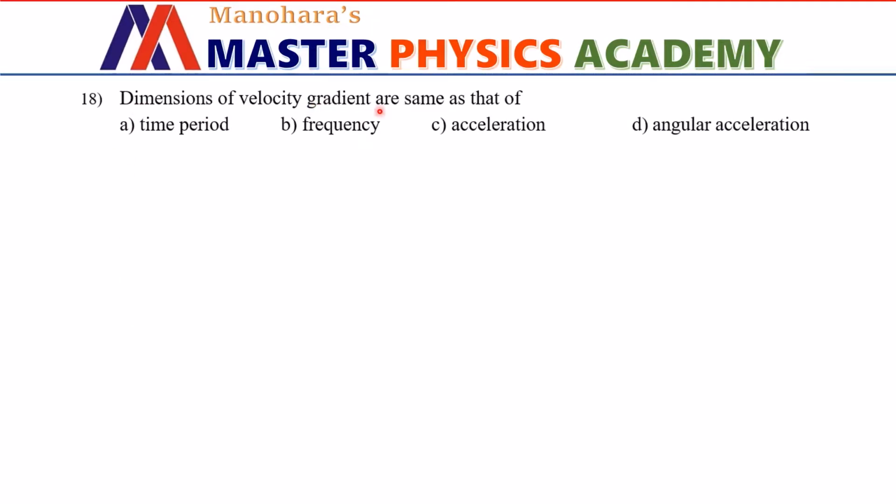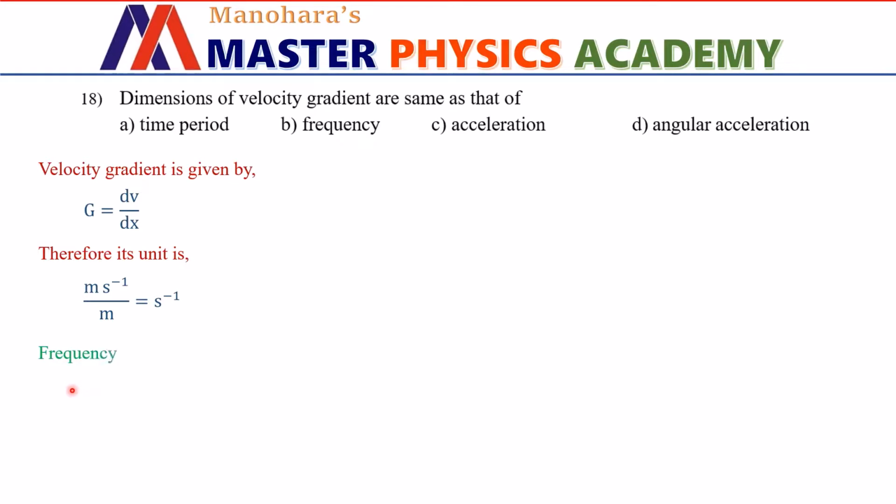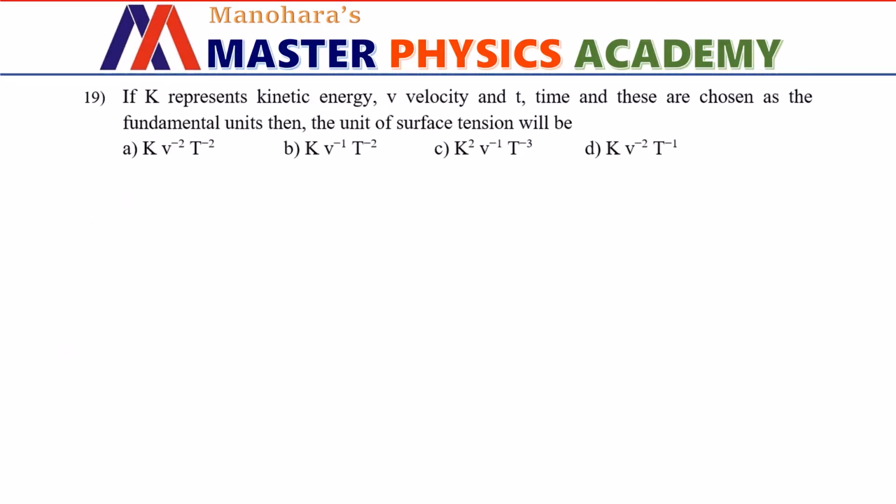Dimensions of velocity gradient are same as that of. We know that velocity gradient is given by g equals dv divided by dx. Therefore, its units become meter per second divided by meter, which is second inverse. Frequency has the same unit, that is second inverse. Therefore, the dimensions of velocity gradient are same as that of frequency. Option B is the right choice.